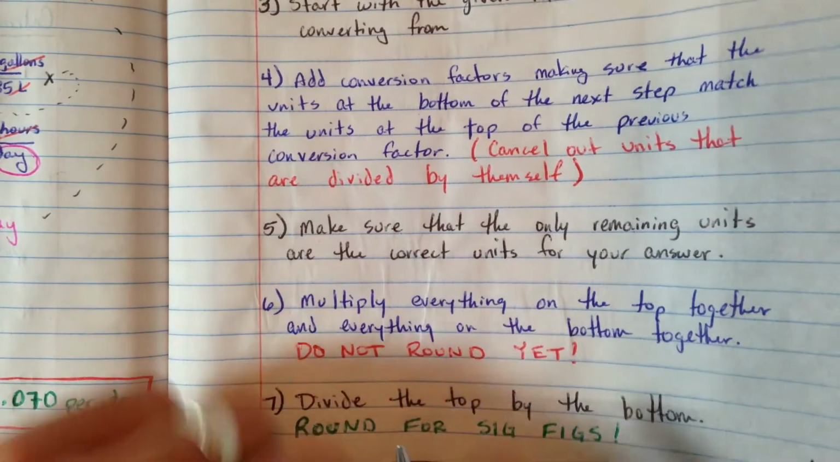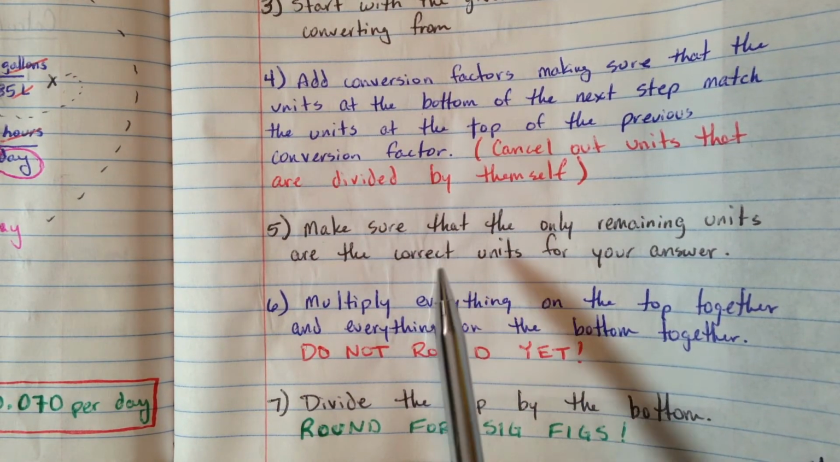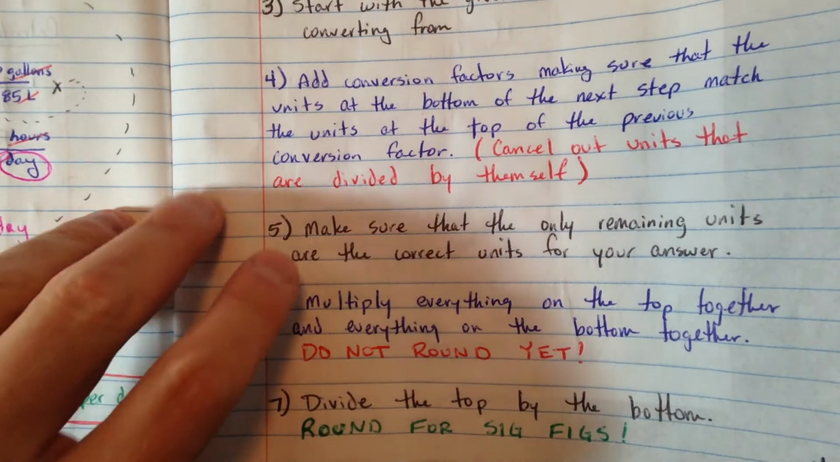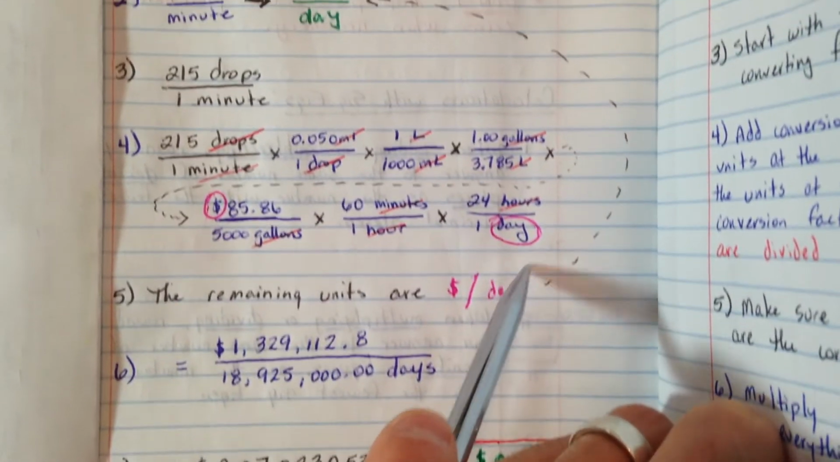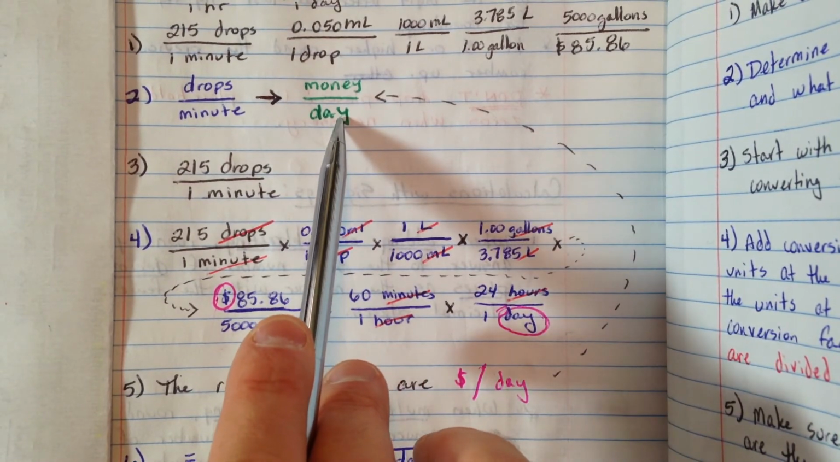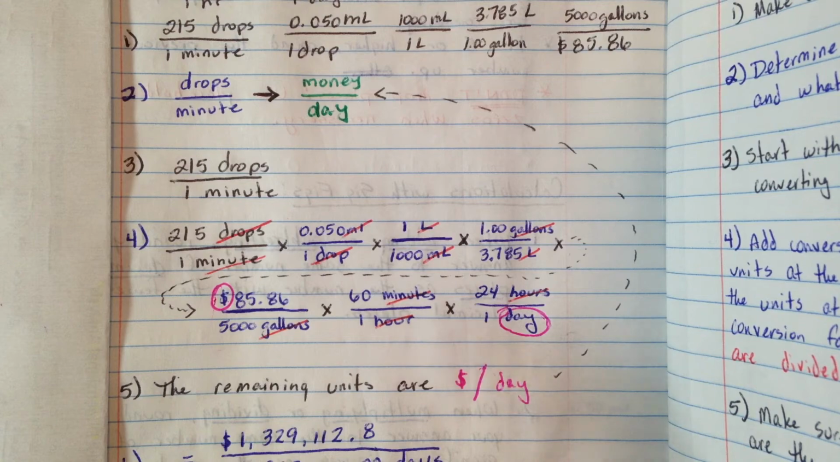which is step 5. In step 5, we're going to make sure that the only remaining units are the correct ones for our answer. And so we just did that, but we're going to double check it. Step 5, the remaining units that we're left with are dollars per day, and then I've drawn an arrow all the way back up to step 2, and you'll remember that that's what we were trying to solve for, was money per day. So on to step 6.